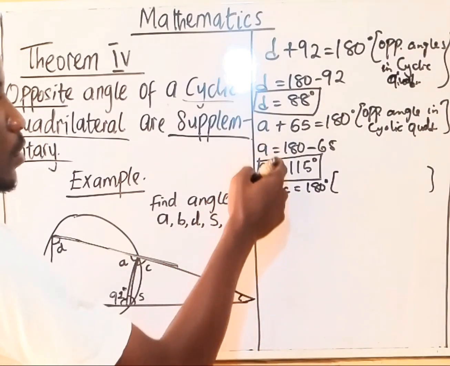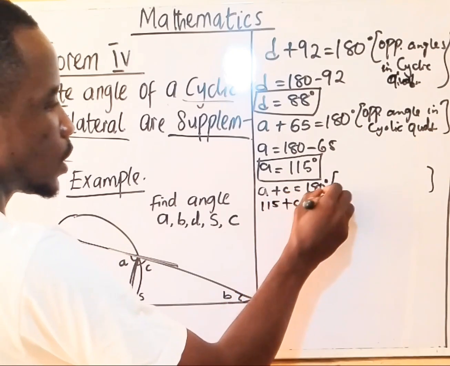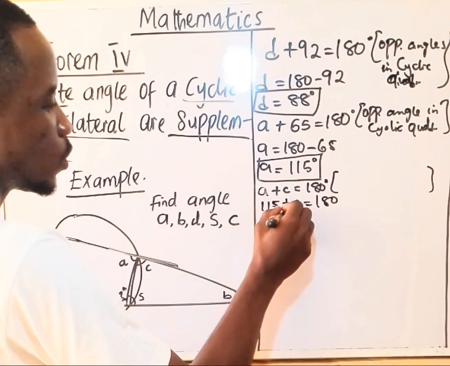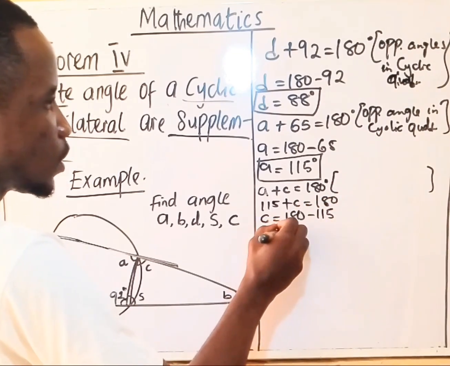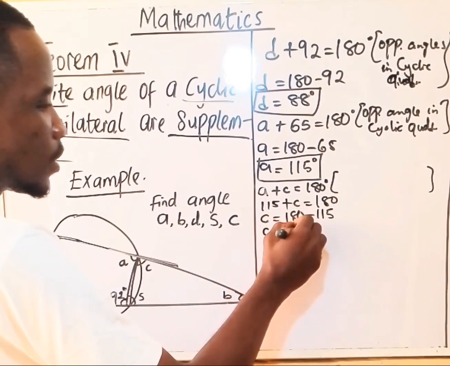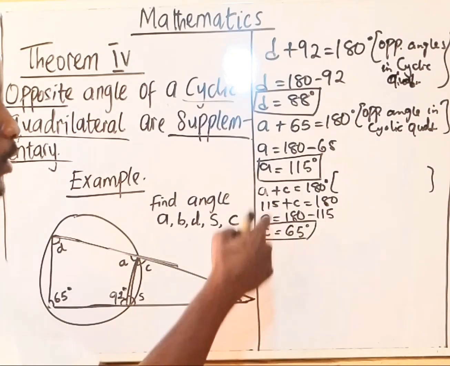So my value of A, which is given as 115, plus C equal to 180. So I have my C equal to 180 minus 115. So my value of C gives me 65 degrees. So I've gotten my value of C.